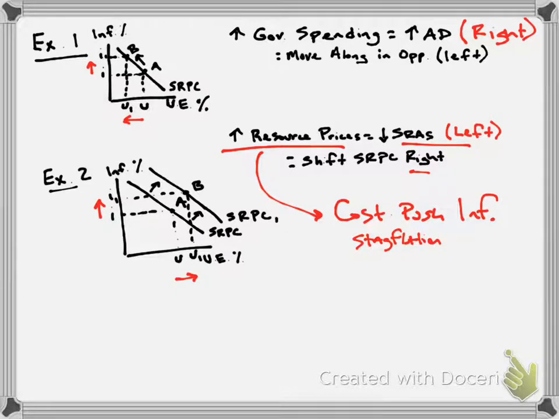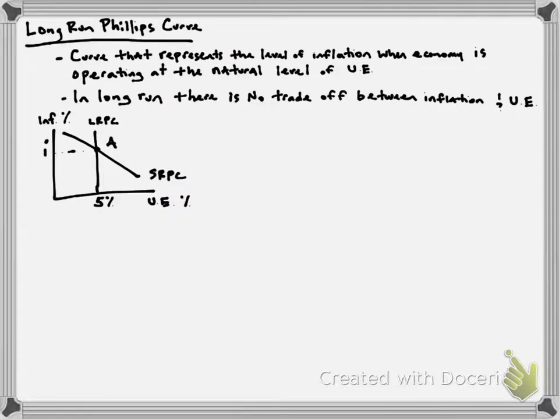Okay, so far we've been talking about the short run Phillips curve only, okay? But just like we've had in other graphs and concepts we've learned, there's also a long run Phillips curve, okay? So this is your long run Phillips curve. It's a vertical line. You can see it on our graph below. We label it LRPC, okay? And if you look at the definition that I have down here, I said it's the curve that represents the level of inflation when the economy is operating at the natural level of unemployment.